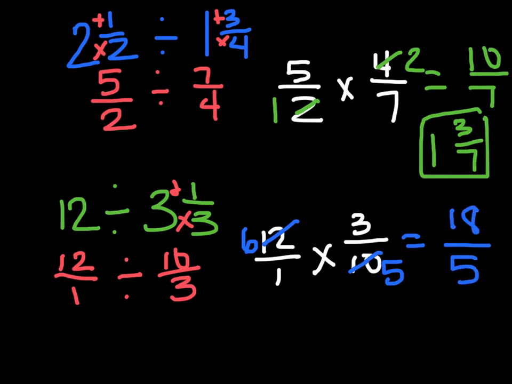And again, you can leave it as 18/5 as an improper fraction, or you can ask yourself, 5 can go into 18 3 times. There are 3 left over, so that's equivalent to your mixed number 3 3/5.